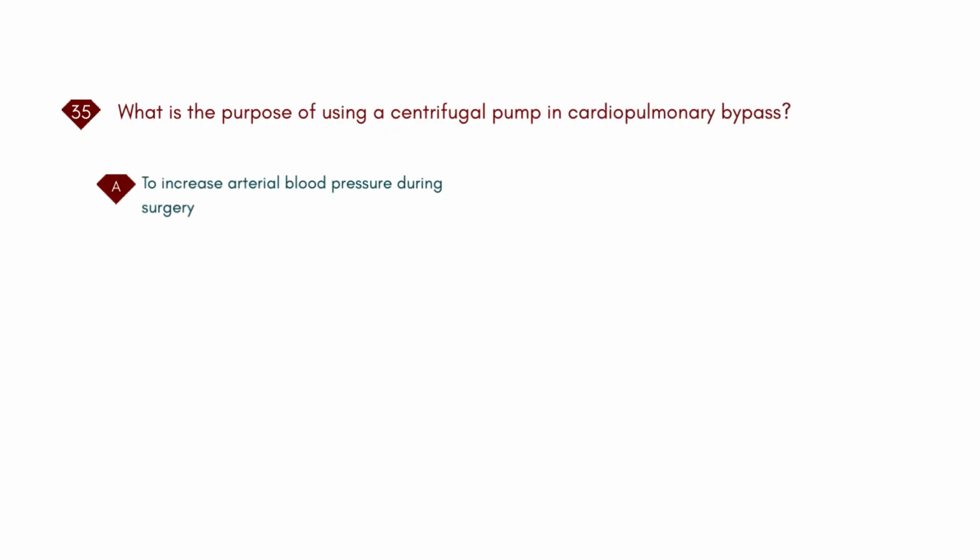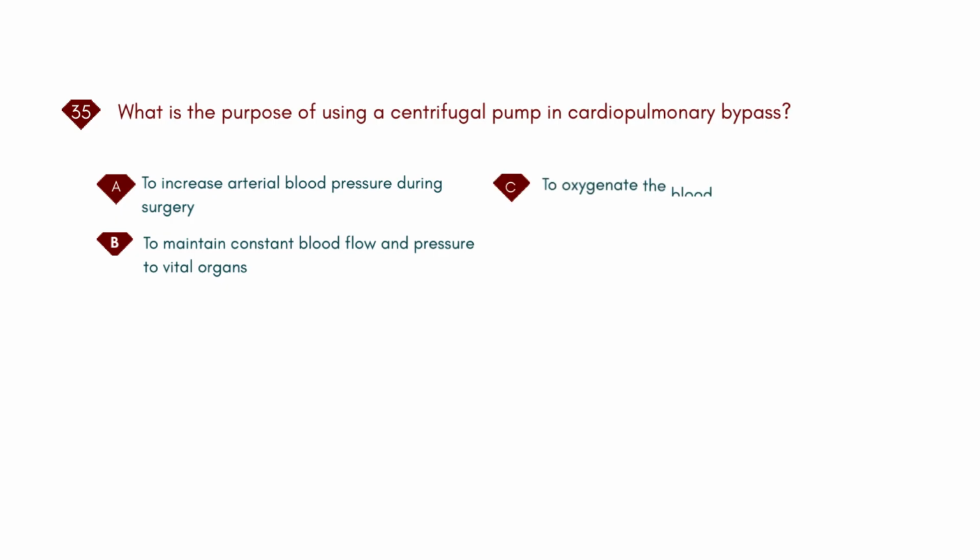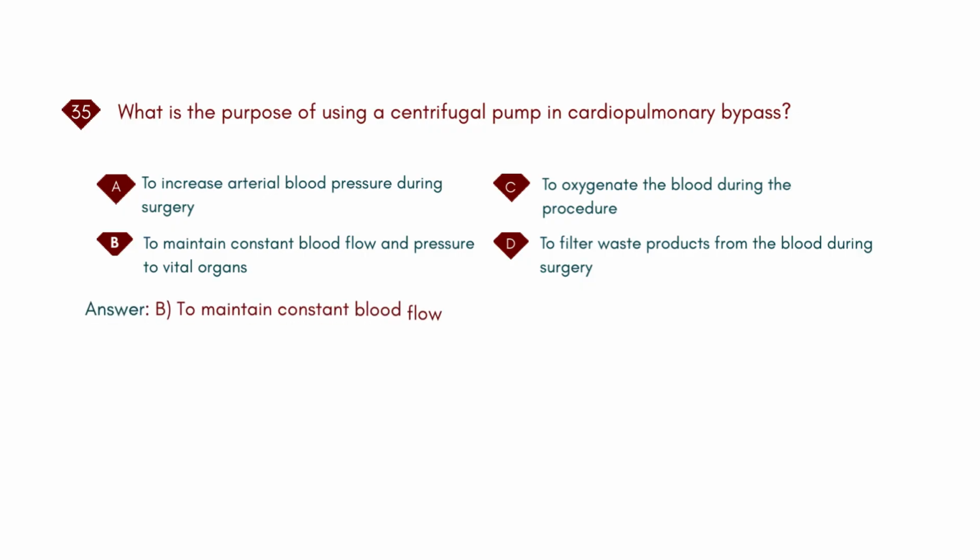A. To increase arterial blood pressure during surgery. B. To maintain constant blood flow and pressure to vital organs. C. To oxygenate the blood during the procedure. D. To filter waste products from the blood during surgery. Answer: B. To maintain constant blood flow and pressure to vital organs.